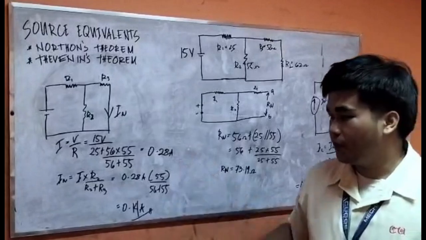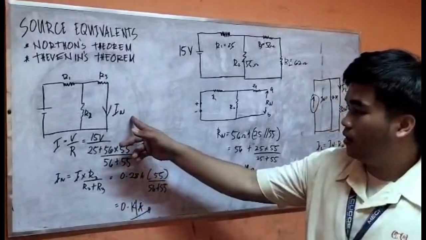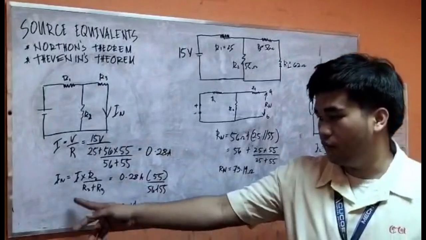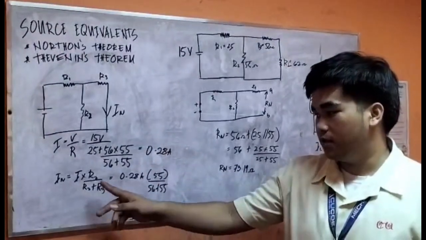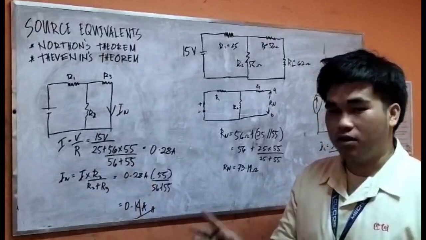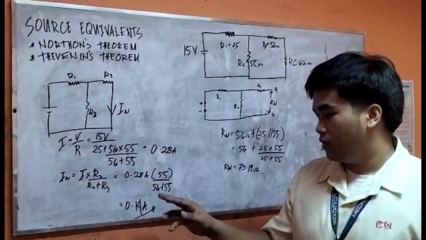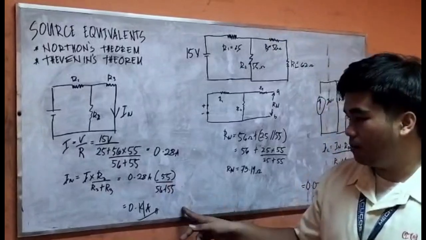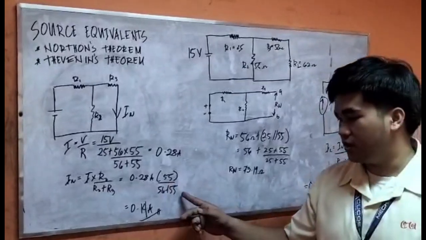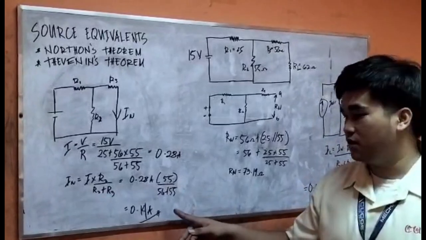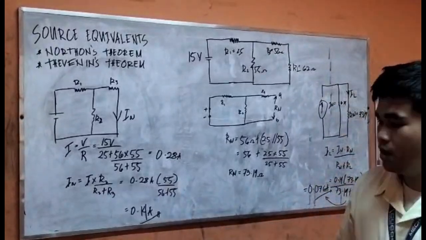0.28 amperes. So next, to solve the IN, the Norton's current, we have the formula I times R2 over R2 plus R3. So substitute the given. So 0.28 amperes times 55 ohms over 56 plus 55 ohms. So our answer is 0.14 amperes.